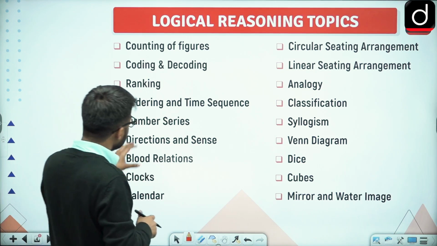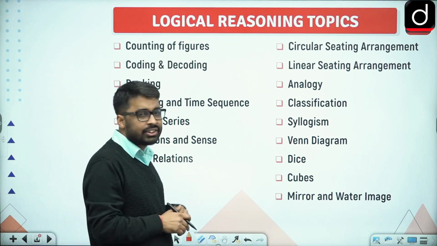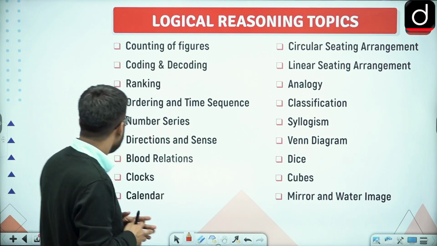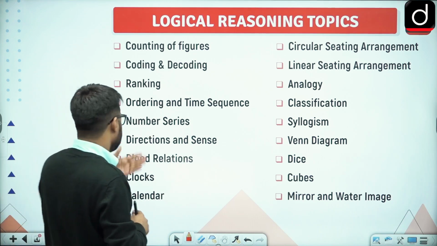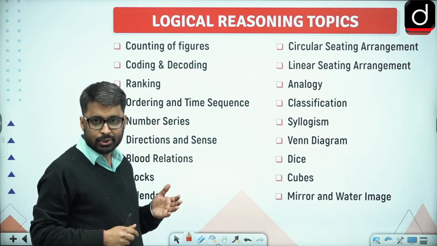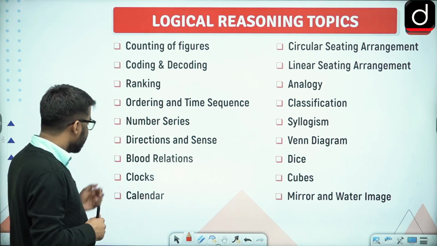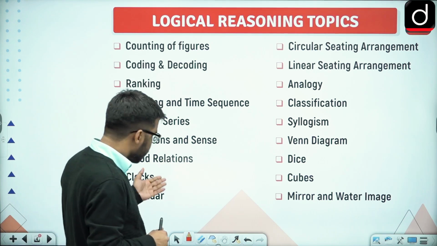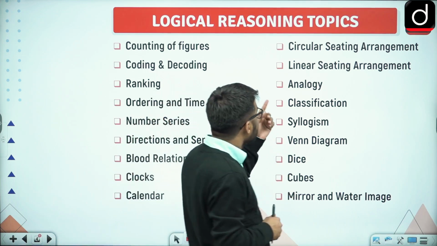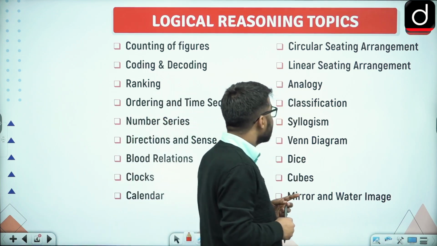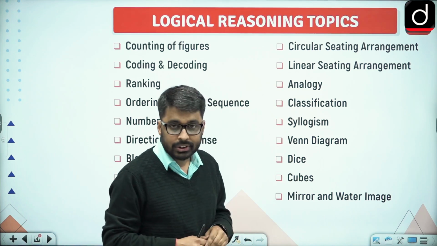Ordering and time sequence, right? Last year I have seen a question coming from ordering, right? Number series, every year there are questions on number series as well. Direction and sense, blood relations, clock, then calendar, right? Circular sitting arrangement, linear sitting arrangement. I have bifurcated these two topics, right?